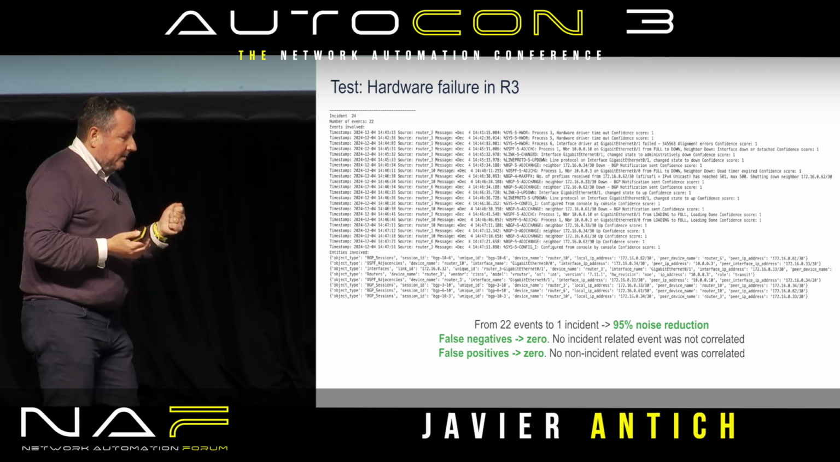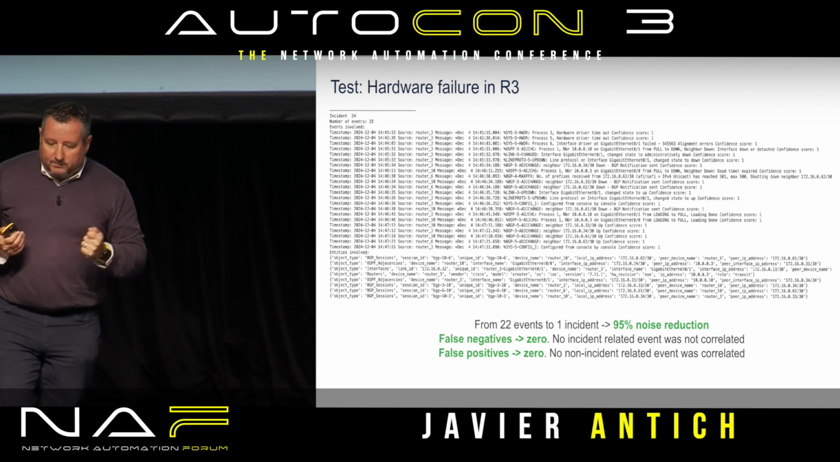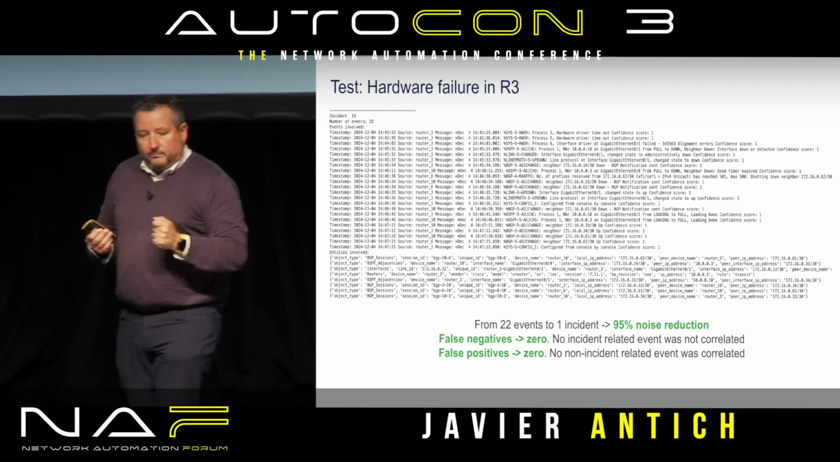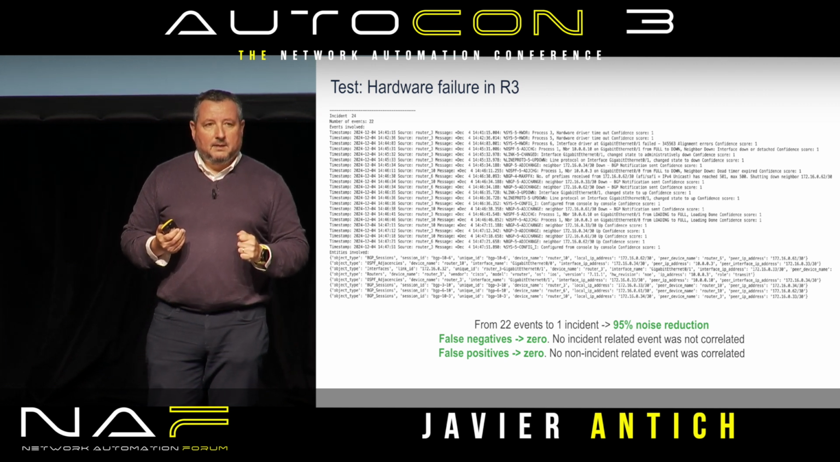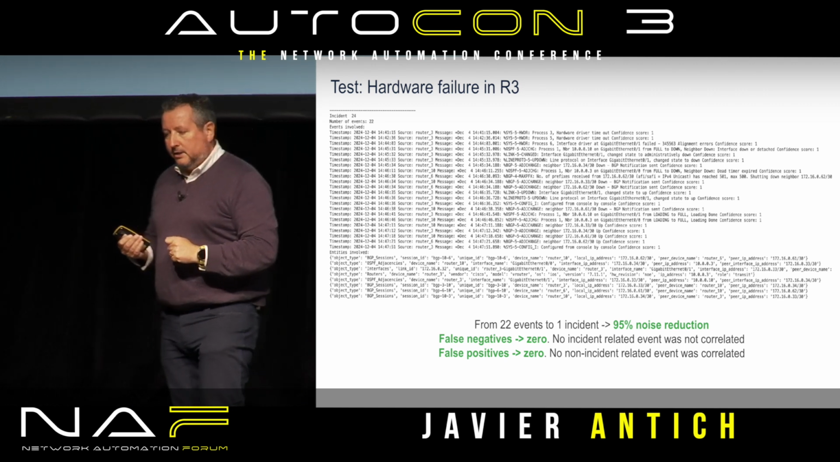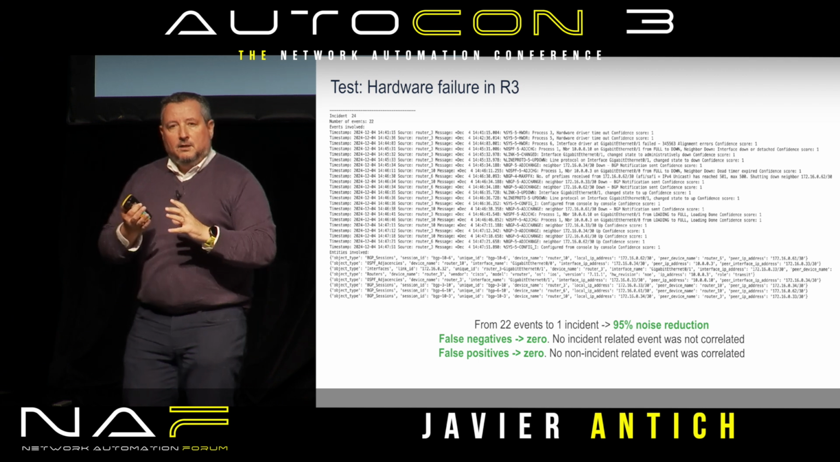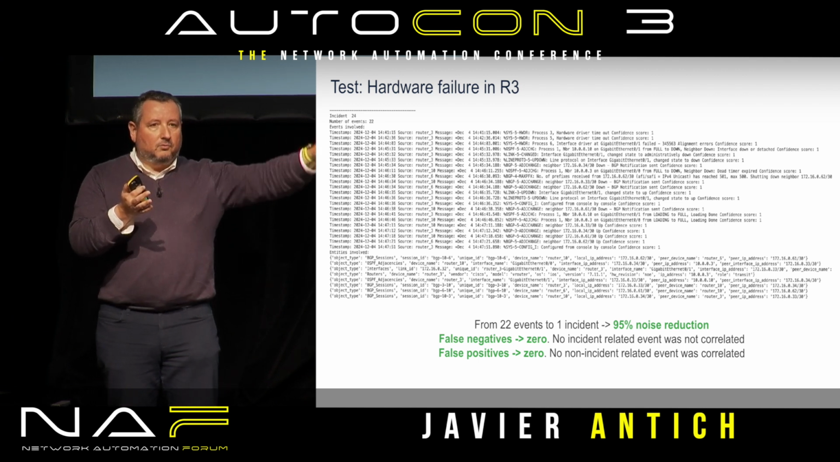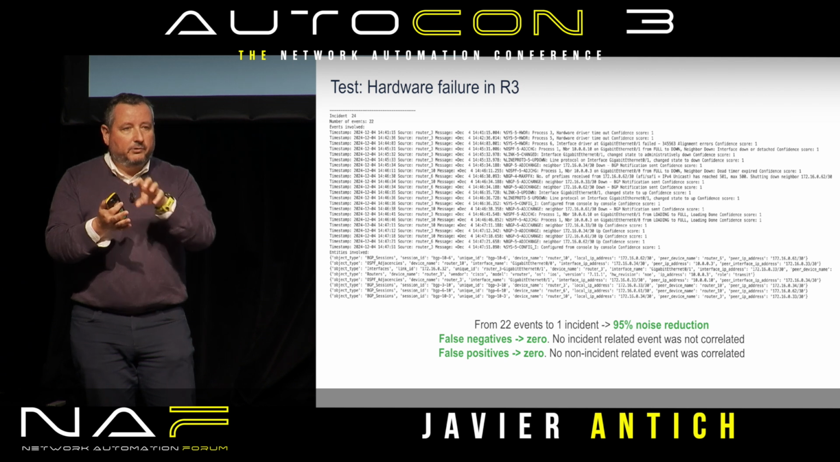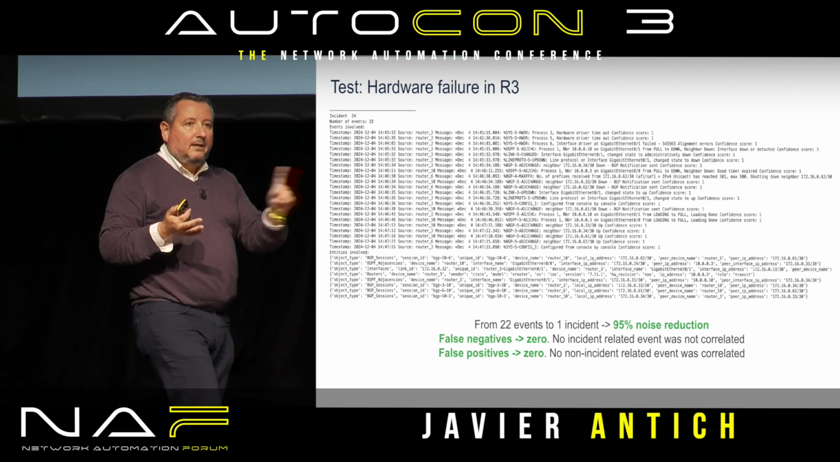But the key differentiation here, the key interesting attribute, is that there was no false positive and no false negative, right? This is what determines the quality of the correlation: whether if you get an incident, all the events that are part of that incident are in the incident, are not outside somewhere else, and vice versa, that you are not putting together events that are unrelated to it.